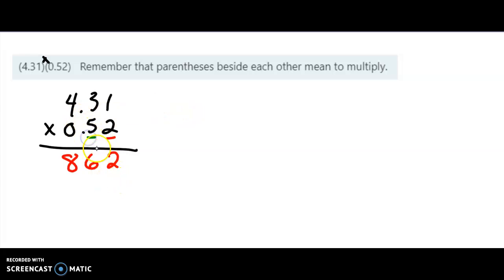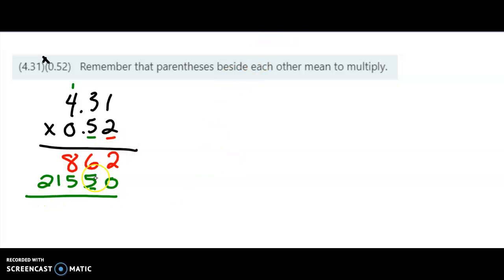Let's do the 5. Now notice the 5 is in the second spot. That means I have to start in the second spot right there. So what do you have to put in that first spot? That's right, a 0, a placeholder. Now 5 times 1 is 5, went in the second spot. 5 times 3 is 15, carry my 1. 5 times 4 is 20, plus 1 is 21.